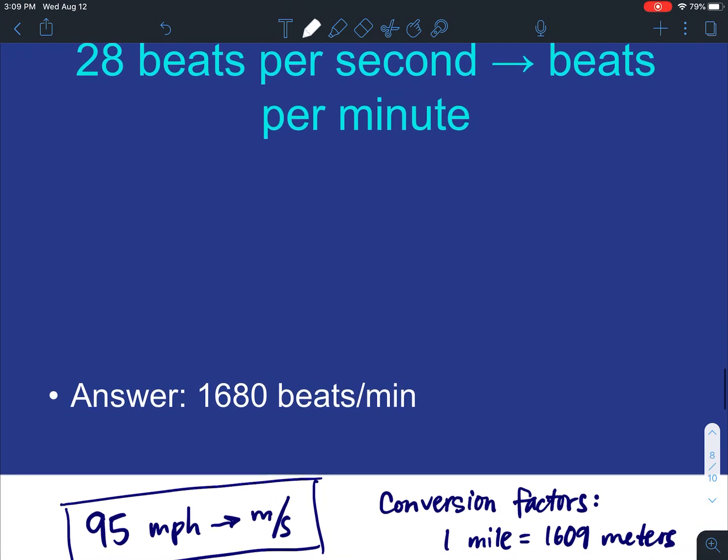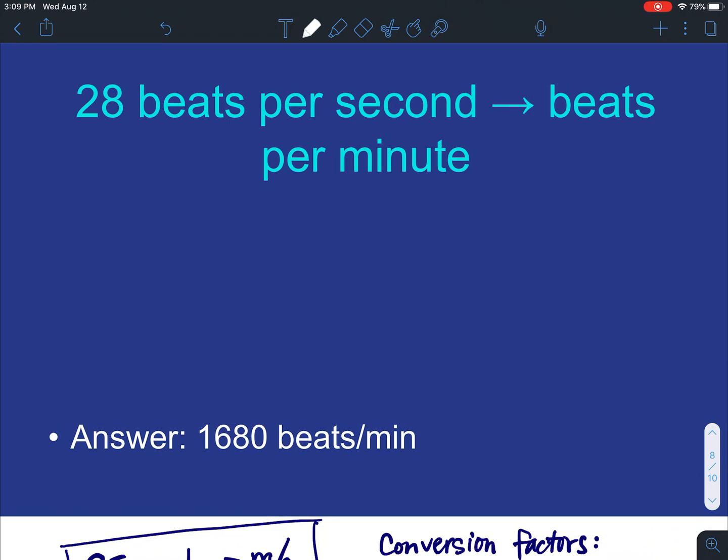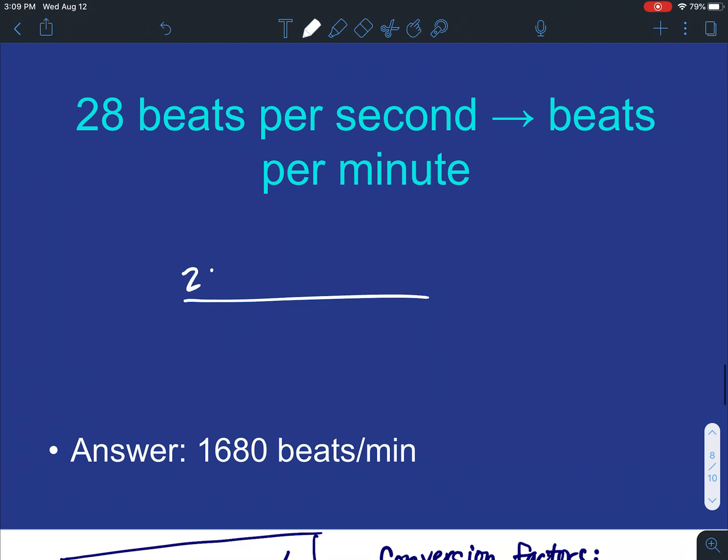So let's try another one that's got a 2-part. And again, I would encourage you to pause the video and try this and then come back and see the answer. Okay, so if I set it up, 28 beats per second. Okay, and then I want to get beats per minute. Remember, this per is like saying in 1. And so if you need to put that 1 here just to kind of make it make sense, that's fine.